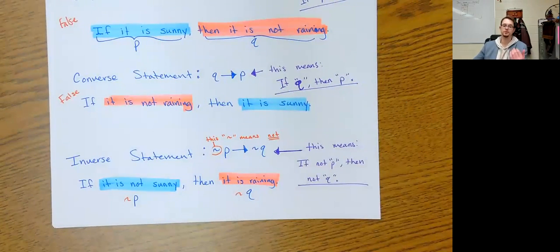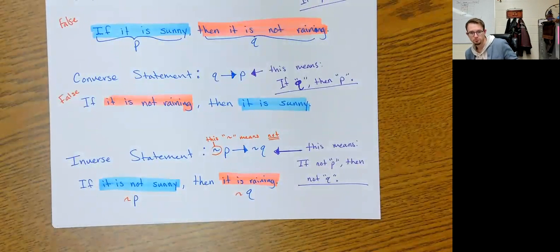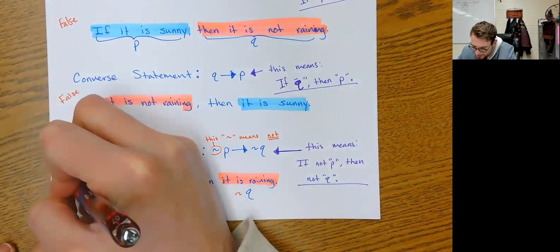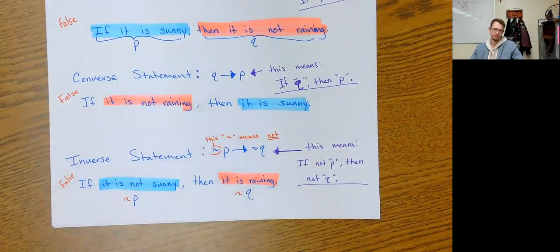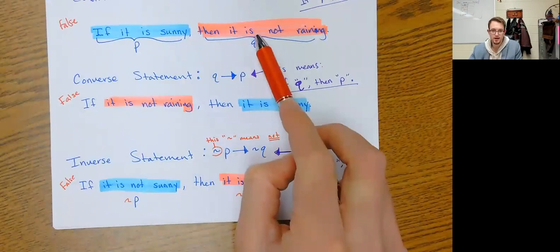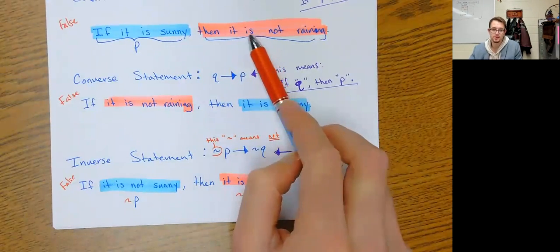Well, is that true? If it's not sunny, is it raining? If it's dark outside, is it raining? No, that's not true either. This is just an all-around super false statement. Right? If it is sunny, then it is not raining. Well, that's not true. It can rain while it's sunny outside.